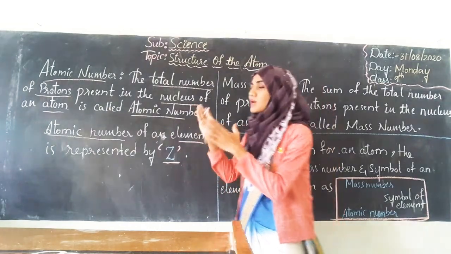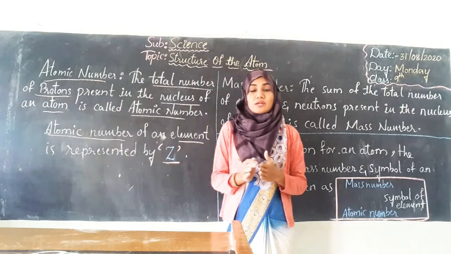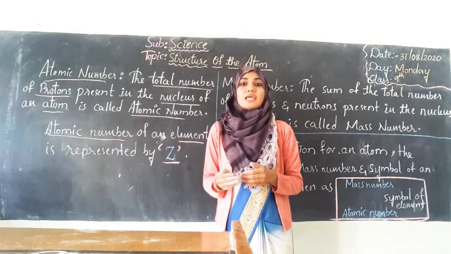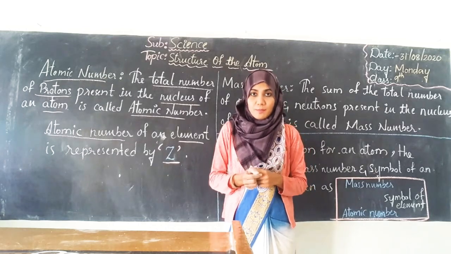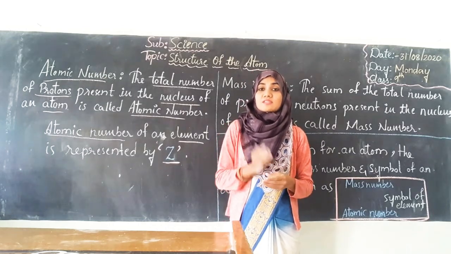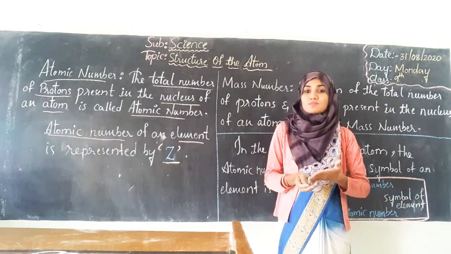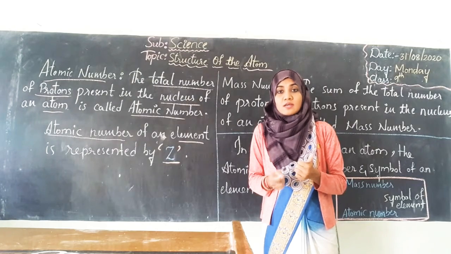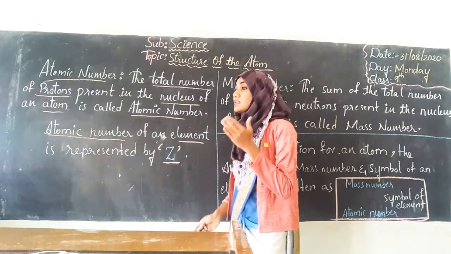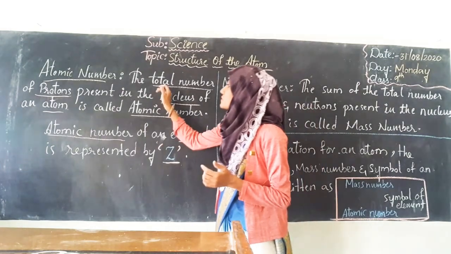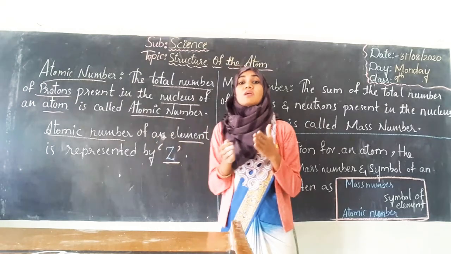Okay. So what is atomic number? There are totally 118 elements in the periodic table, and each element has its own atomic number. On what basis has the atomic number been allotted to the elements? There must be some scientific reason for the number being allotted, right? And hence the reason is that the atomic number represents the total number of protons.